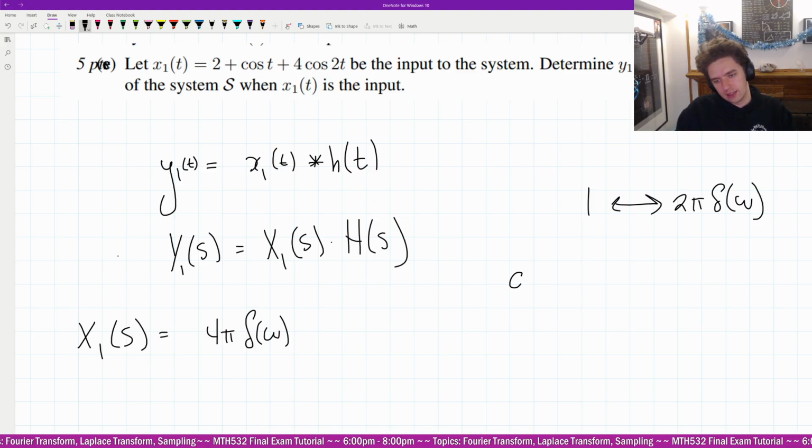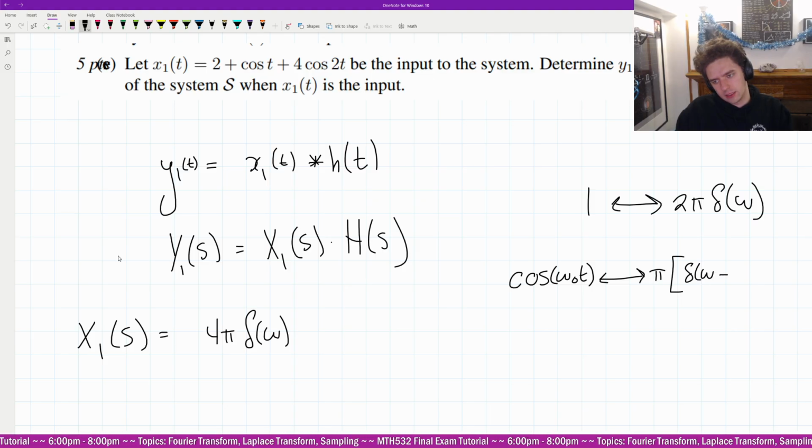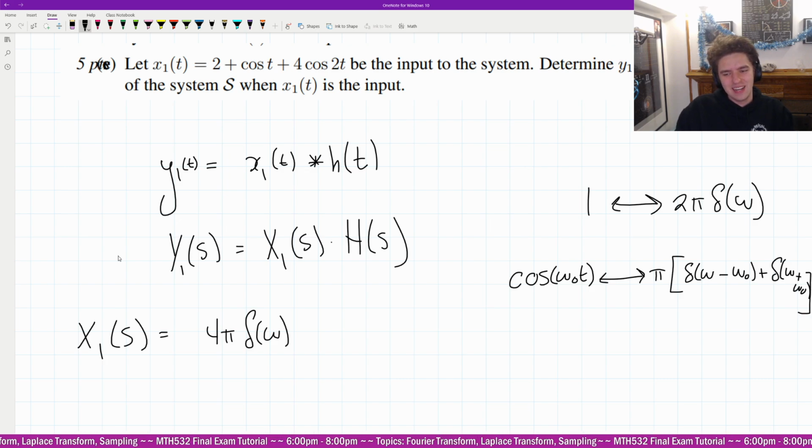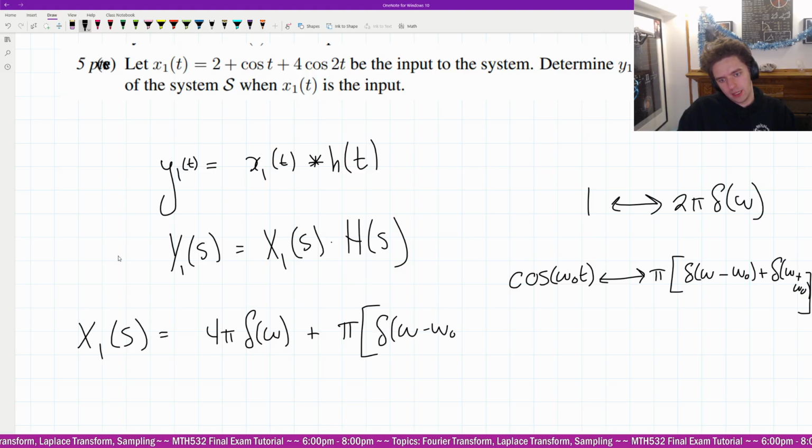I'll just write it out, so people aren't confused. This is going to be pi times delta of omega minus omega naught plus delta of omega plus omega naught. Sorry for that. Then sine? Oh, there's no sine. Never mind. So that's all we need. So this is going to be cosine, so pi delta omega minus omega naught plus delta omega plus omega naught.